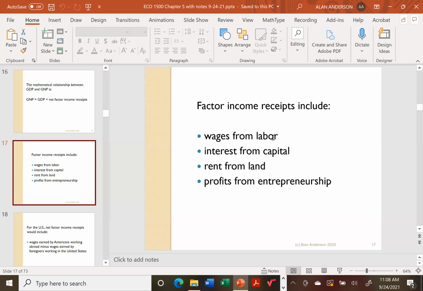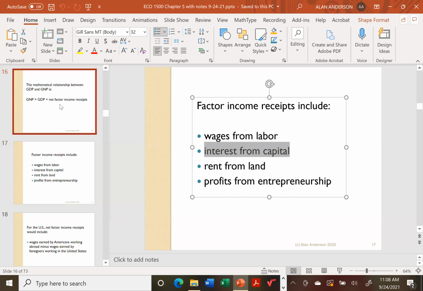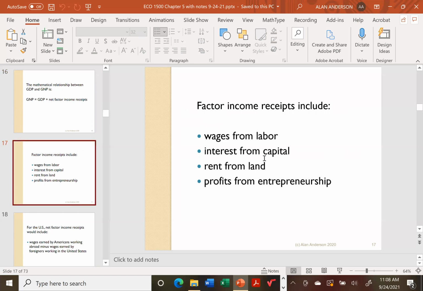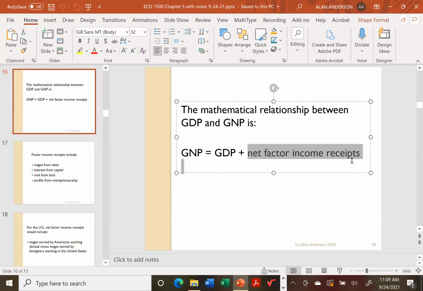The same thing is true of foreigners. A lot of foreigners work in the United States and earn wages in the US. They may own property for which they're earning interest or rent. And they also may own businesses in the United States from which they earn profits. So what this is meant to capture is what is flowing into the US from these resources and what is flowing out of the US from these resources to foreigners. The difference between the two is called net factor income receipts.